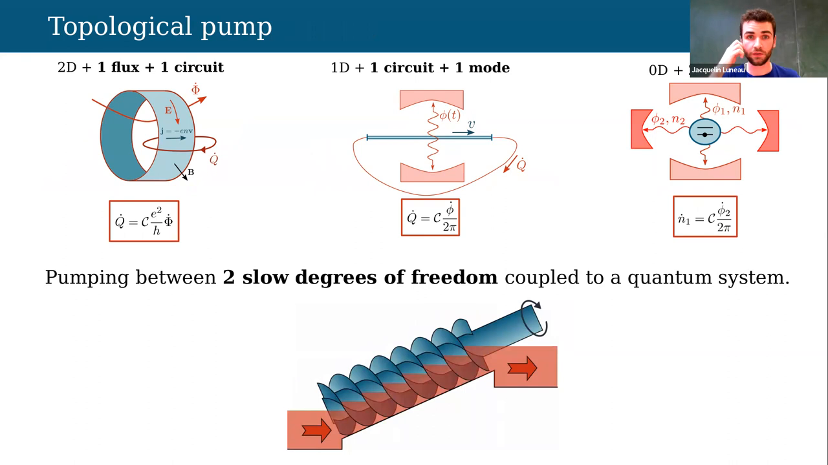And so what we see is that what is important is not the physical dimension of the quantum system, so two dimensions for the quantum Hall effect, one dimension for the Thouless pump and zero dimensions for the frequency conversion. But what is important is the number of slow degrees of freedom which are coupled to the quantum system. So one flux variable plus one circuit for the quantum Hall effect, one circuit and one mode for the Thouless pump, and two modes of cavity for the zero dimensional pump.